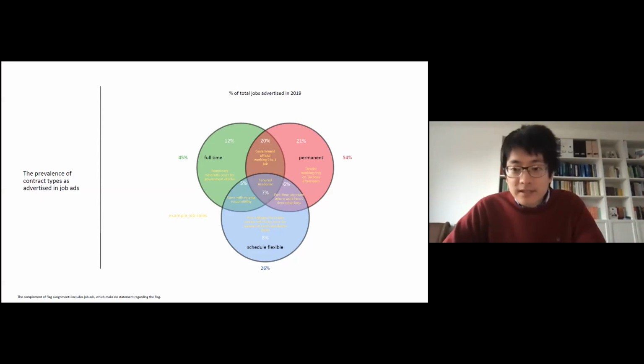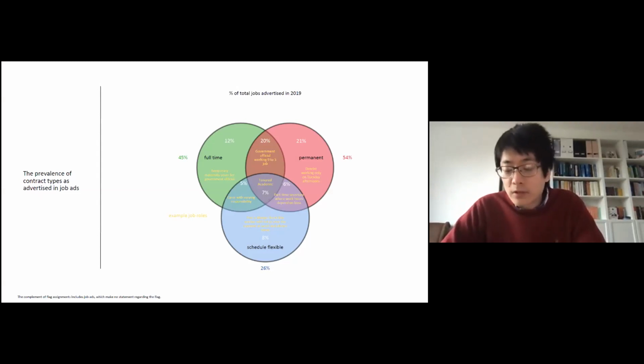Just to give a high-level comparison between permanent, full-time, and schedule flexible, which we look at. Here in yellow, you see the different types of jobs that could have one or more of these three characteristics. If you have a permanent, full-time job that's schedule flexible, that's a tenured academic. And then you have jobs that relate to part of them.